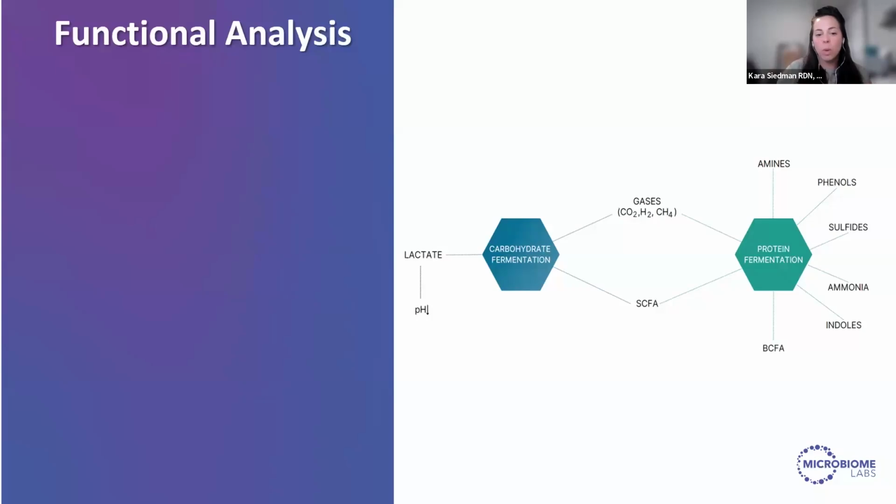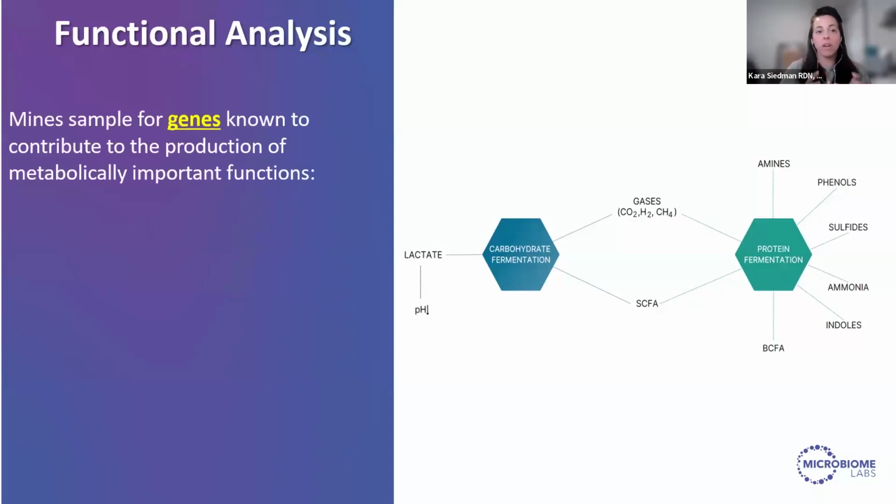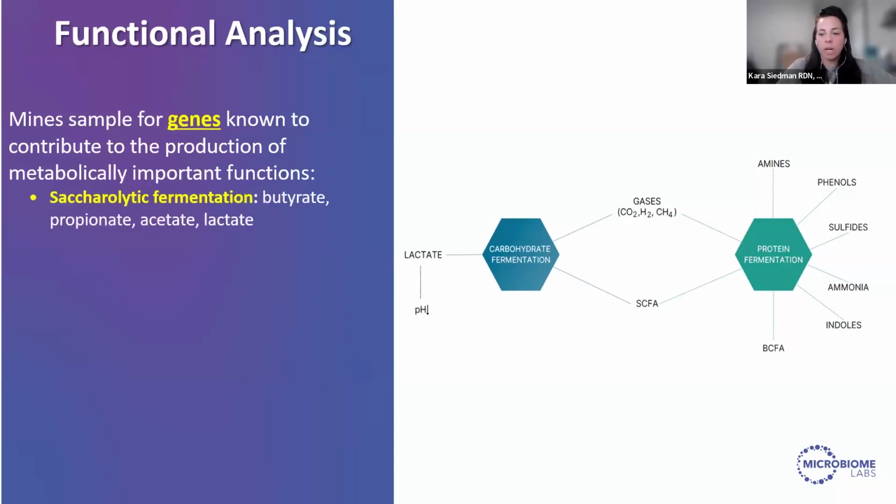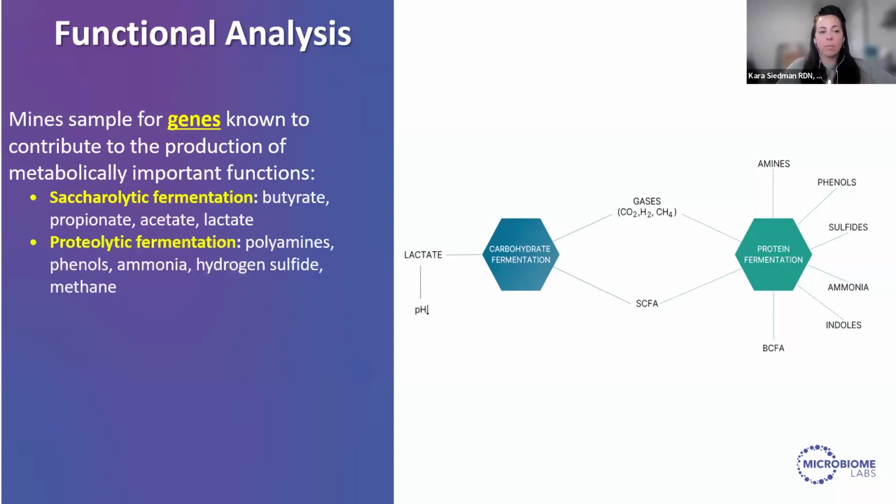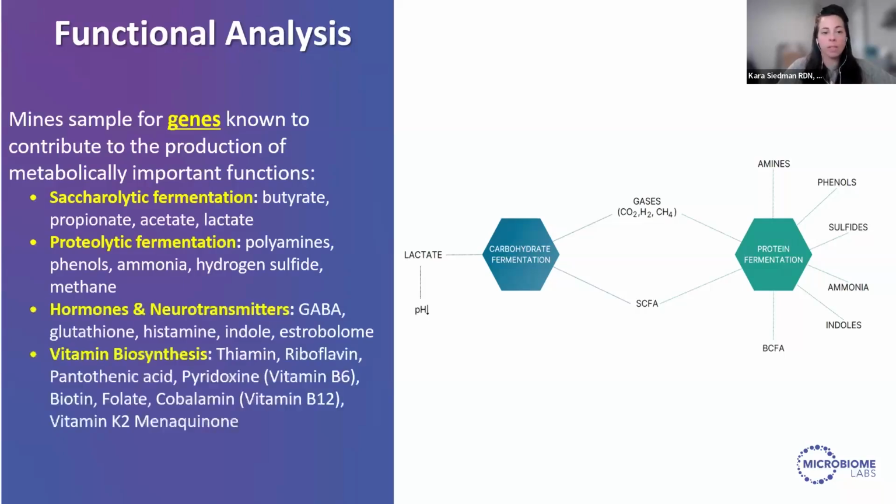So what does the functional microbiome analysis section tell us? It's essentially mining samples for genes, right? So the genes, the bacterial DNA, the genes in the bacteria that are actually known to contribute to the production of these metabolically important functions. So this is where we can look at saccharolytic fermentation. So how much butyrate and propionate and acetate and lactate are there. We also look at proteolytic fermentation, and we're going to go into more depth with these. Hormones and neurotransmitters, and vitamin biosynthesis. So all of the things that we know our microbes do.